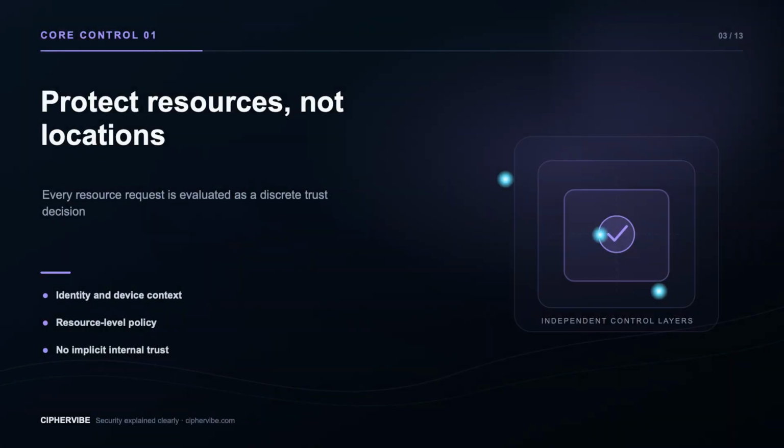The first building block is protect resources, not locations. Begin with the resource and its sensitivity, then define which identities, devices, services, and contexts may use it. Do not treat a corporate network, cloud VPC, or VPN as proof of authorization. Require a decision before access is established and reevaluate when risk changes.